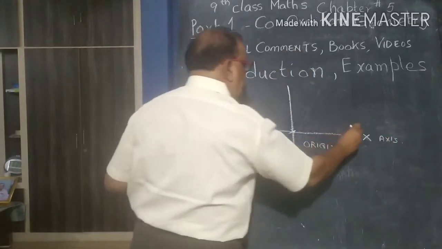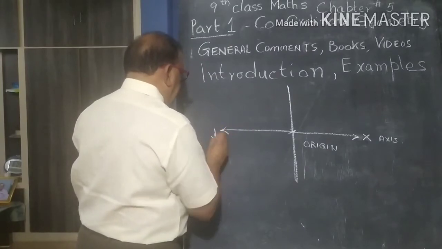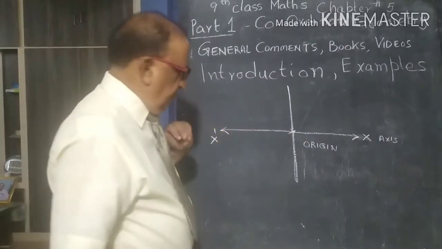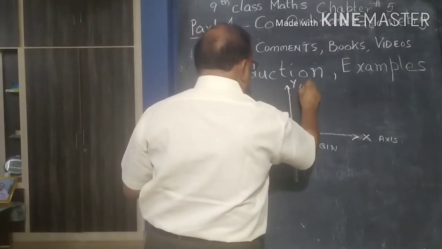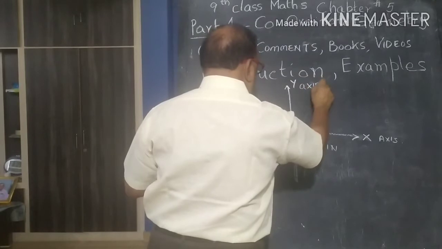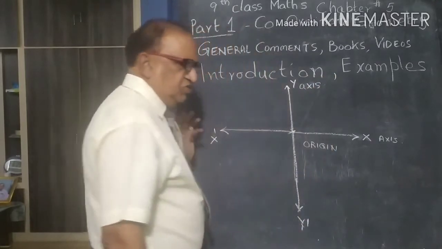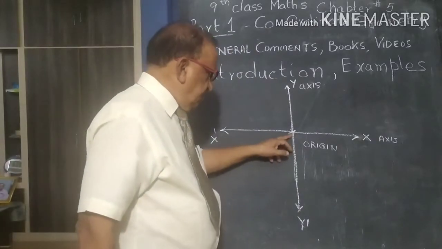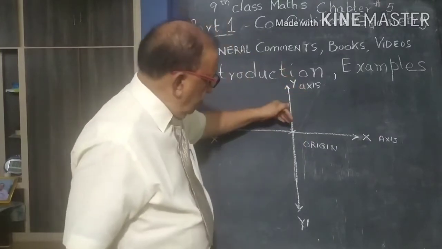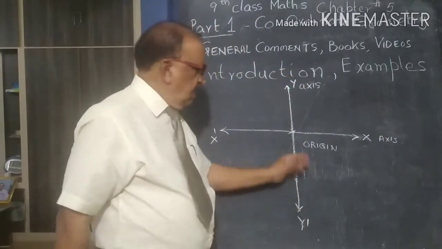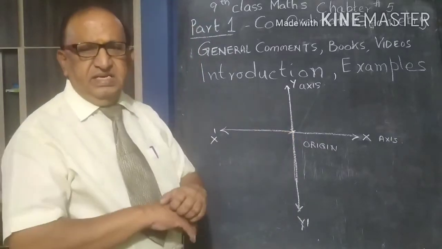This is the positive side, and this is x dash, on the negative side. Similarly here, this is y, or the y-axis, and this is y dash. All this you know. This is the origin, this is the x-axis, this is the y-axis. If we go downward, y becomes negative, and if we go to the left, x becomes negative.